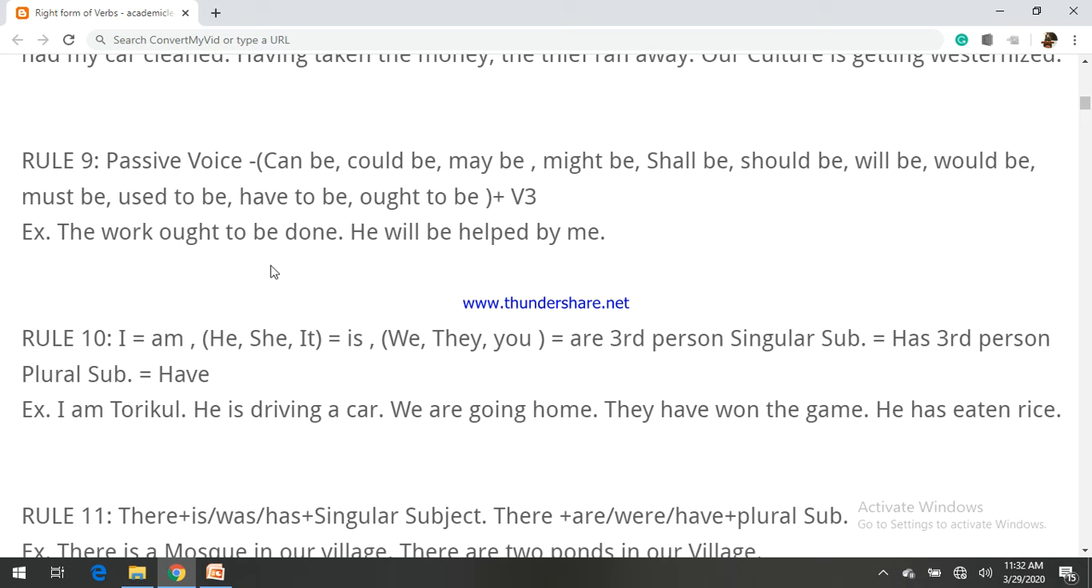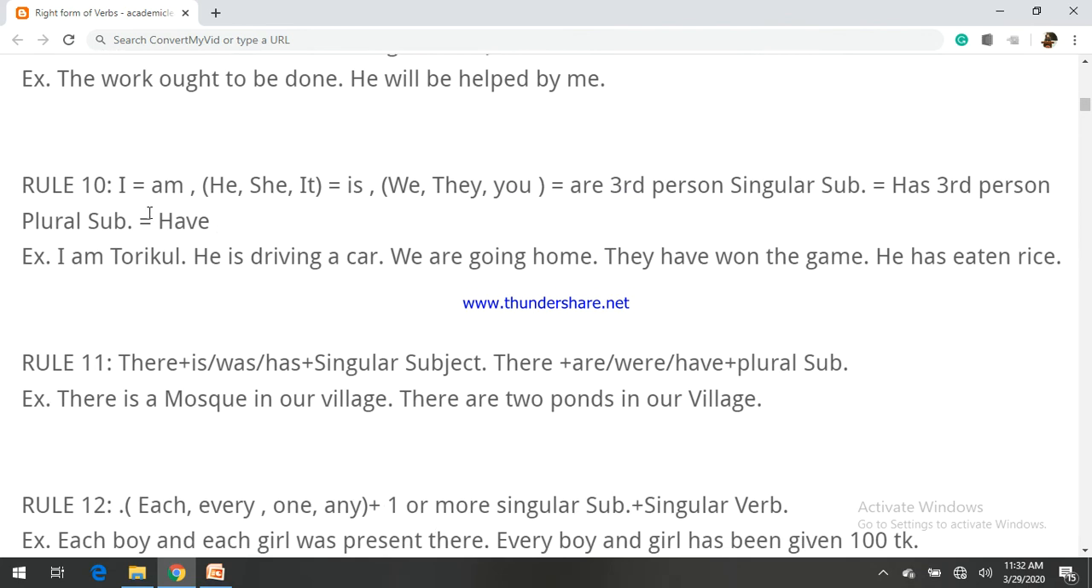The work ought to be done. Ought to plus be, then V3: done. Will be, then helped, not help. After will be, V3.